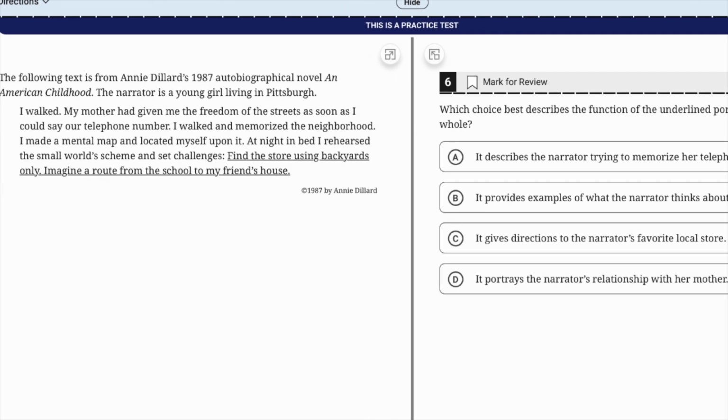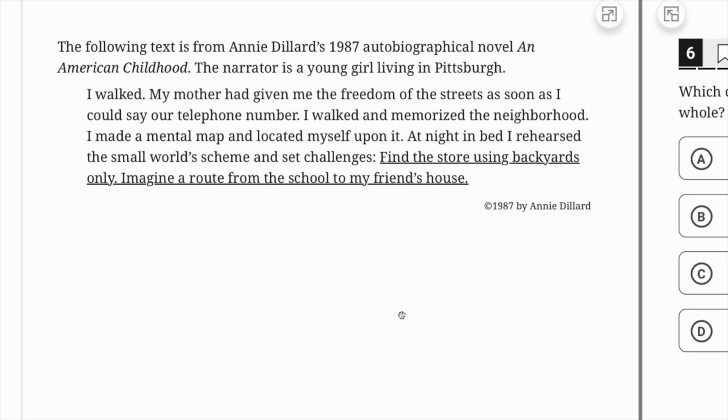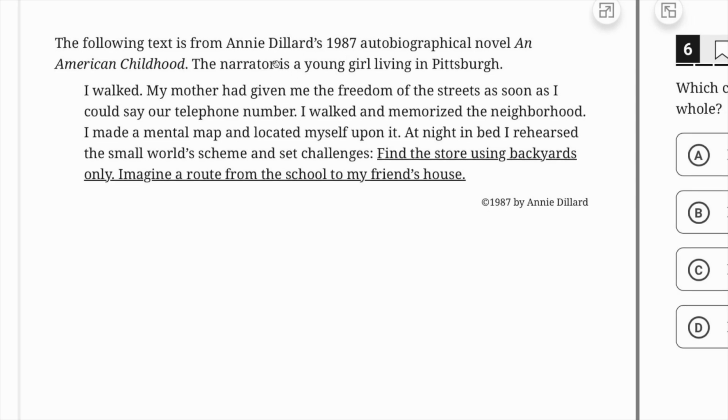So, the underlined sentence. We want to pay attention to this information, but also, as we go, pay attention to how each sentence connects to the others. So it's an autobiographical novel, a young girl living in Pittsburgh. "I walked. My mother had given me the freedom of the streets. As soon as I could say our telephone number, I walked and memorized the neighborhood. I made a mental map and located myself upon it. At night in bed, I rehearsed the small world's scheme and set challenges."